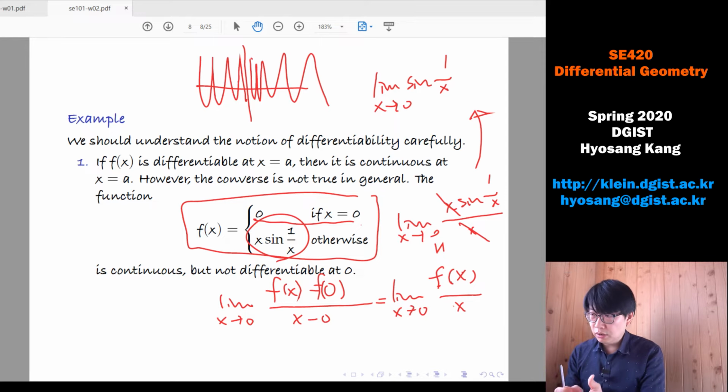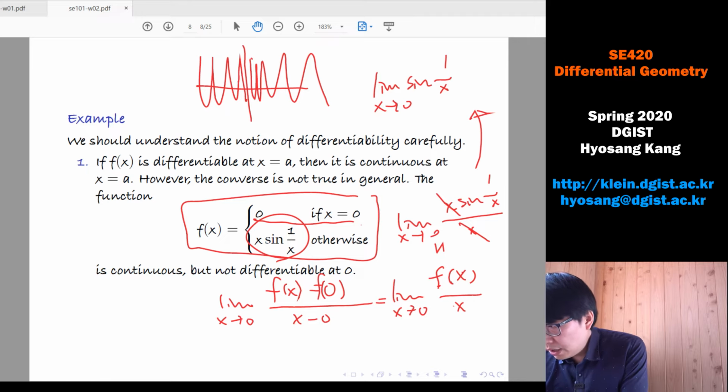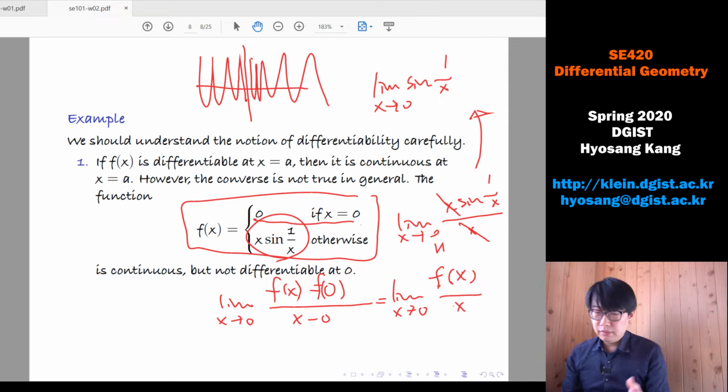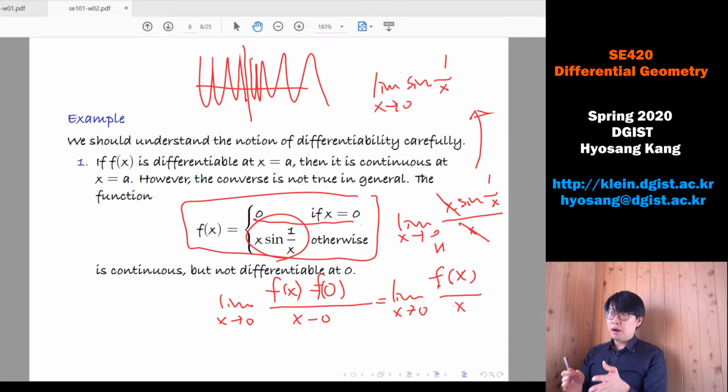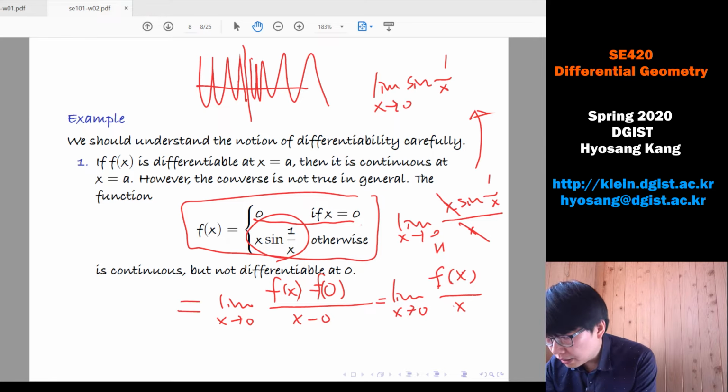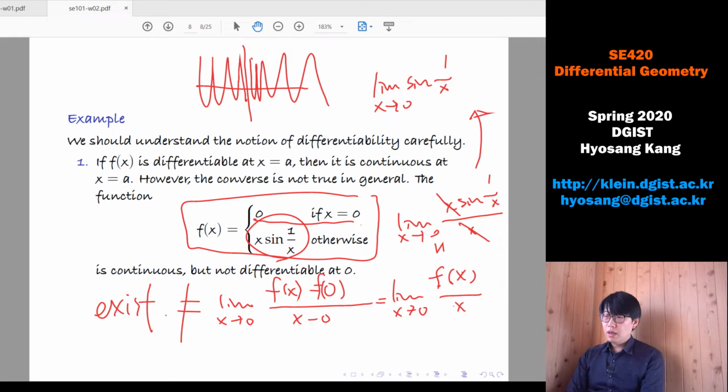So basically you cannot draw this function at 0. And you cannot determine whether this function approaches some finite value. You cannot expect that this goes to 0, because at points near 0, there is the whole range of function values from -1 to 1. So there's simply no limit. So you cannot take a limit here. So this does not exist. So this concludes that this function is not differentiable.